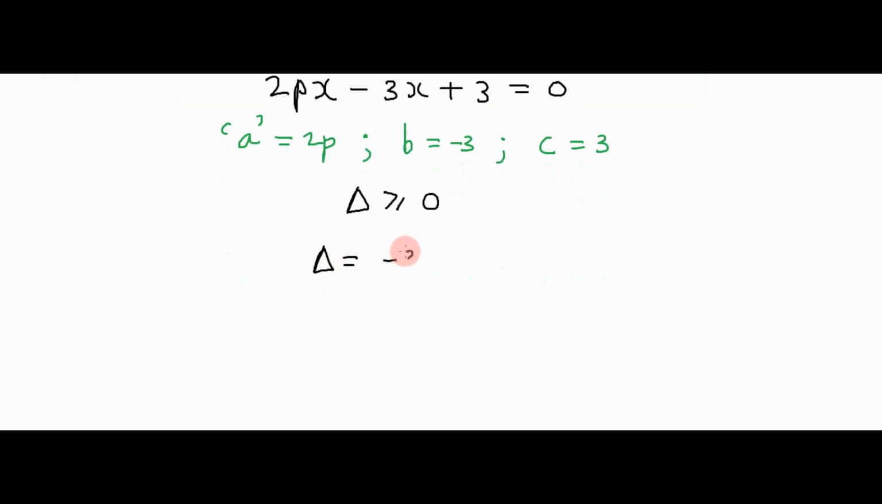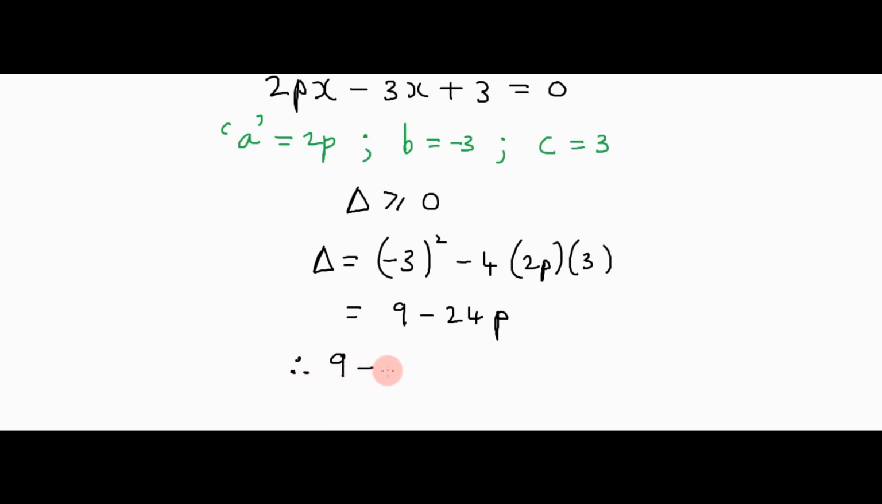It's going to be B squared minus 4 times A times C. And this is 9. Negative 4 times 2 is negative 8 times 3 is negative 24. So negative 24P. So delta is equal to 9 minus 24P. Now, as we said, for real roots, delta must be greater than or equal to 0. So 9 minus 24P must be greater than or equal to 0.